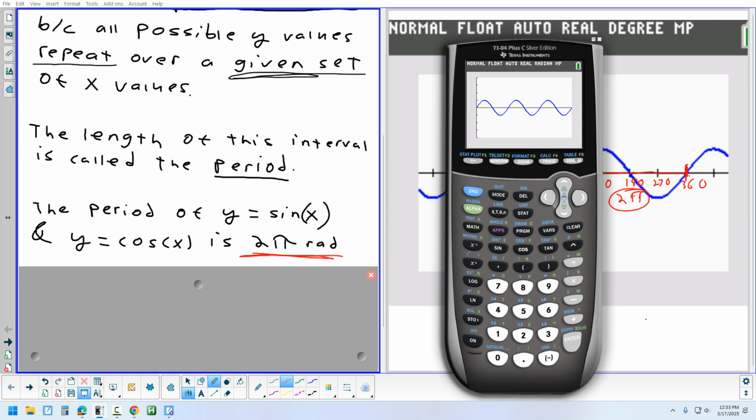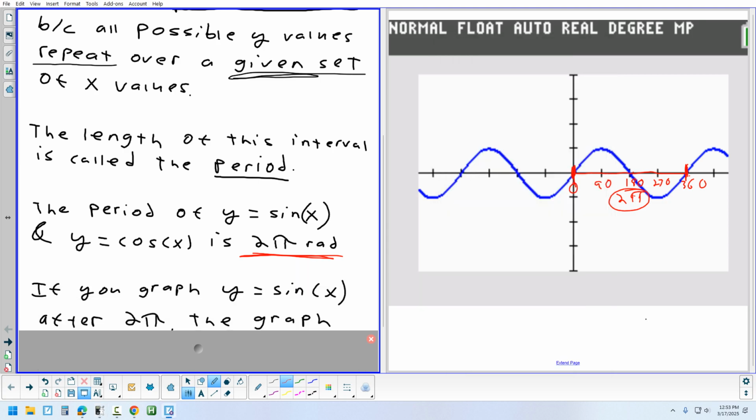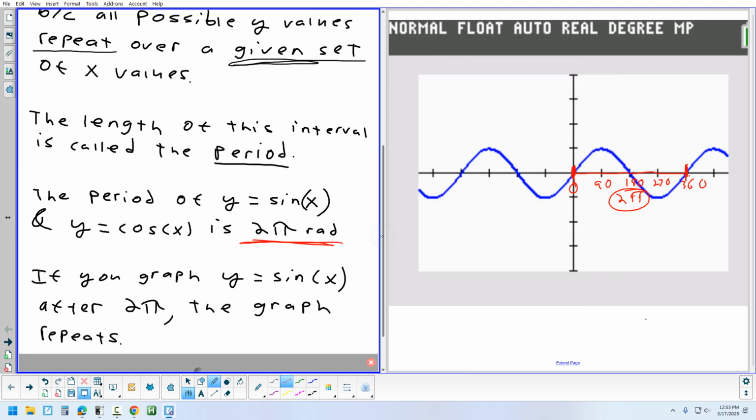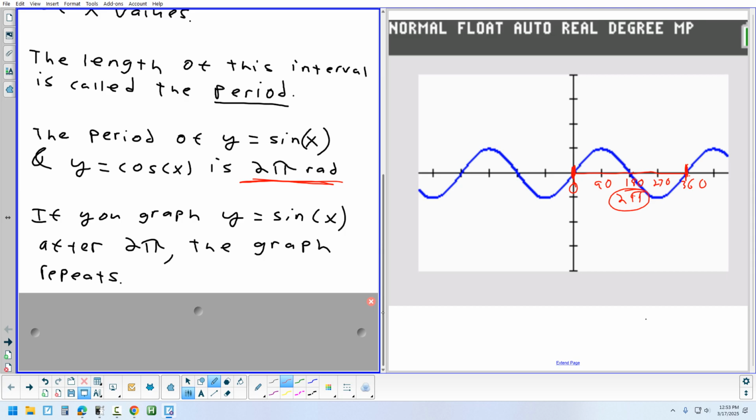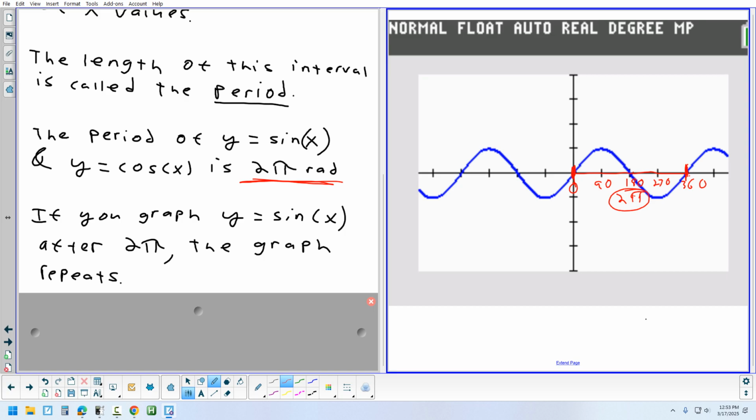Because the graph just repeats after the first cycle, when we sketch it, we are only going to sketch one cycle. Because the thought is if you wanted to sketch another cycle, you could just copy and paste it to do another one. If you go beyond the red line right here, beyond 2 pi, the graph is going to repeat.